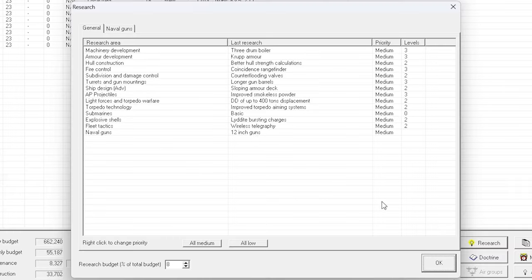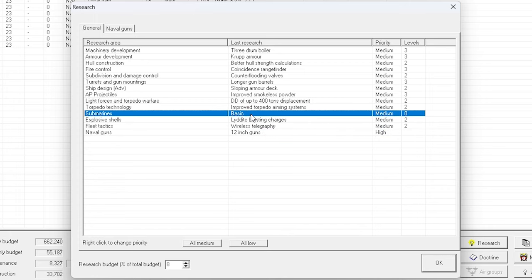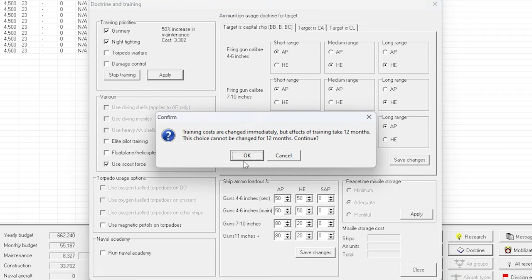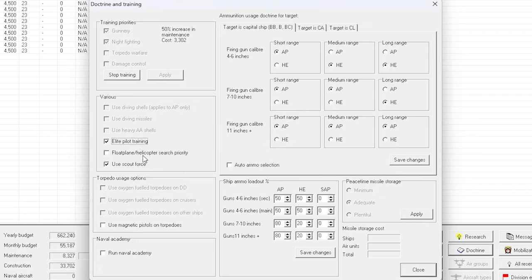between two countries. Research is affected by how much is being spent on it, with a maximum of 12% of the monthly budget available to be used on it. Doctrine affects the fighting capability of the Navy, whether you want to work on their gunnery training for a year or save that money for more ships.